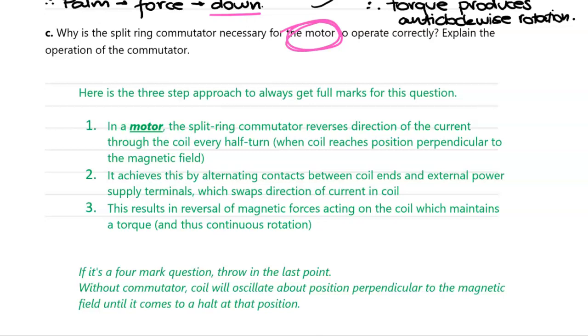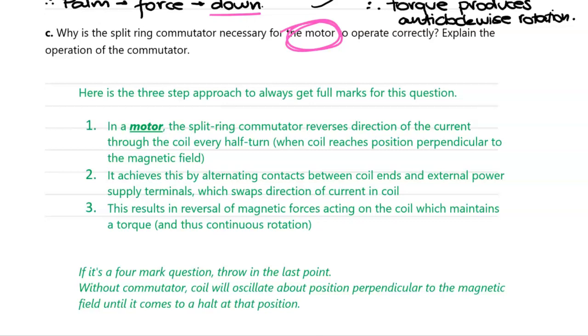So in a motor, the split ring commutator reverses the direction of the current through the coil every half turn. You could mention that's when the coil reaches a position perpendicular to the magnetic field if you wanted to really go into extra detail if it was like a 4 or 5 mark question. Then a dot point saying it achieves this by alternating the contacts between the coil ends and the external power supply terminals, which swaps the direction of the current. Then, why did we do this? This results in a reversal of the magnetic forces acting on the coil, which maintains a torque. I would specifically refer to torque rather than just continuous rotation because it's a really nice physics word.